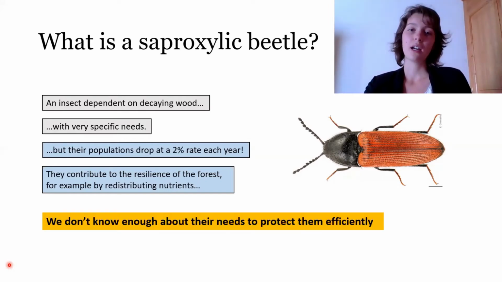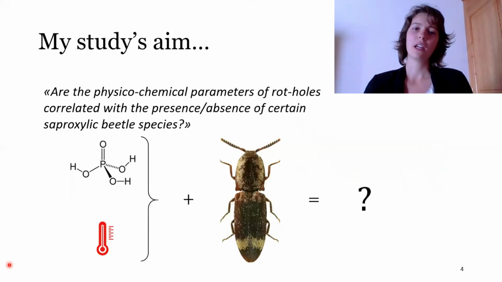My study was carried out in order to address the nowadays existing lack of knowledge. This will eventually make their protection more efficient. In practice, the aim of my study was to sample cavities in a chestnut forest and then to determine whether there are links between these qualities and the populations of saproxylic beetles inhabiting them or not.